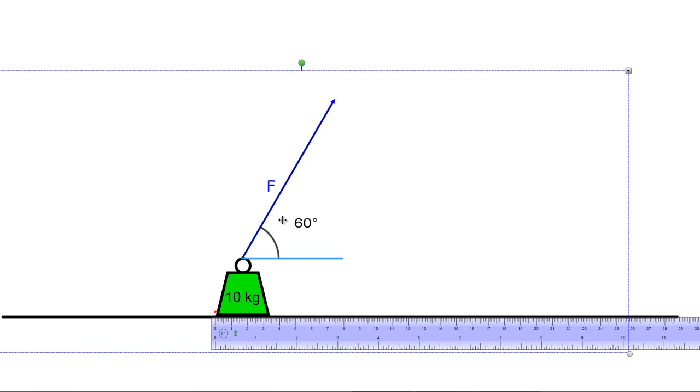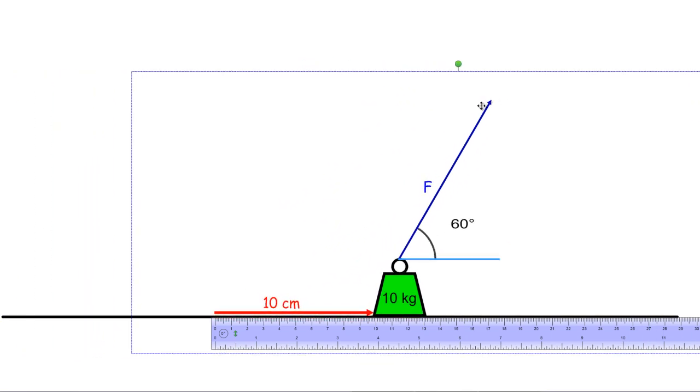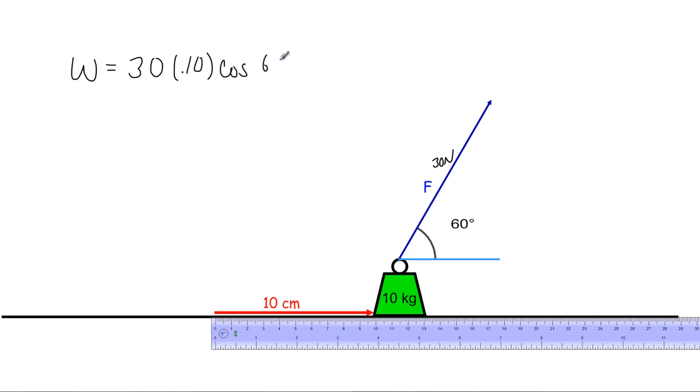And so if I were to move this, pulling with a force up in that direction to 10 centimeters, well, now I can calculate the work that I do. So the work that I do, the work for me, is going to be my force, which let's say is a 30 Newton force, times my displacement vector, which is 10 centimeters, so 0.10 meters, times cosine of 60 degrees.